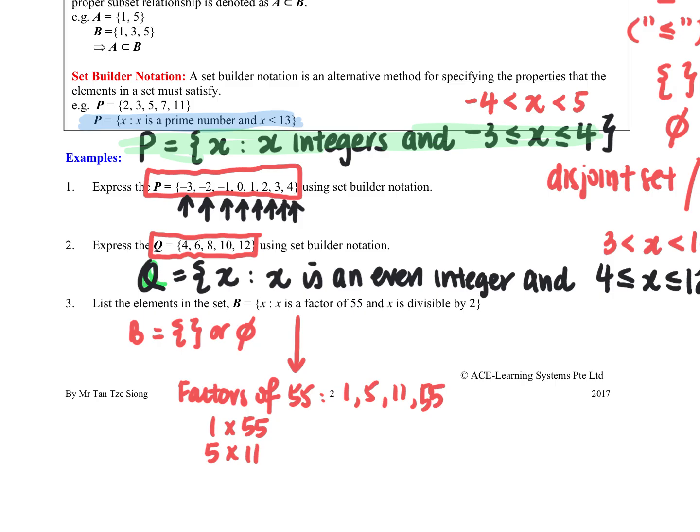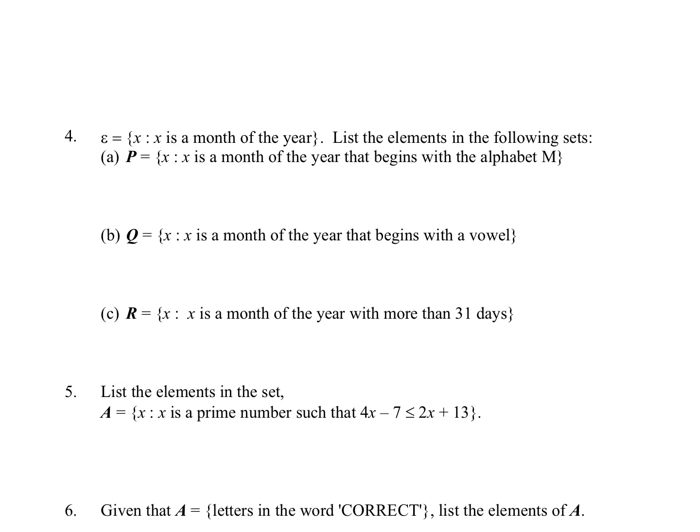Okay, next one. This is the universal set. If you want, you can write the 3 inverted, or the mirror image of 3. So this is the universal set. The universal set contains all the months in a year. So you should expect January, February, all the way to December. So this is your universal set.